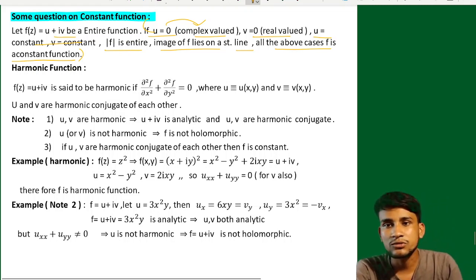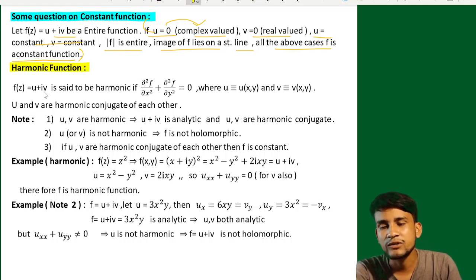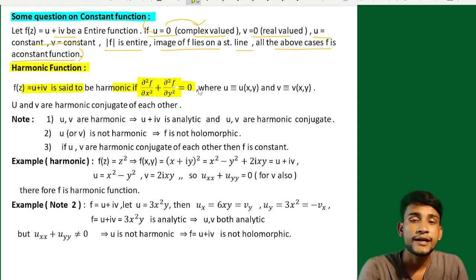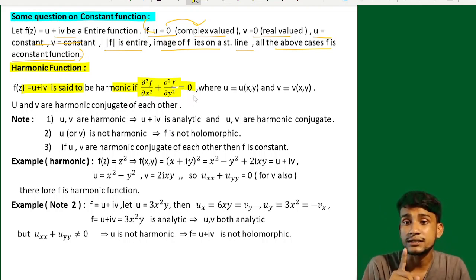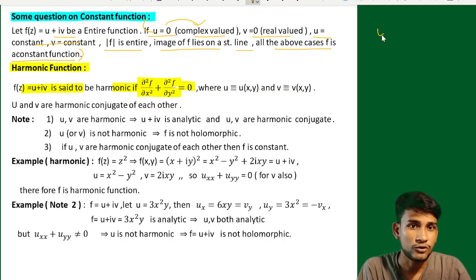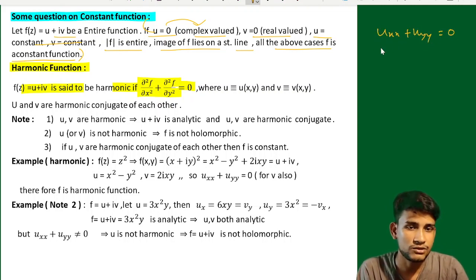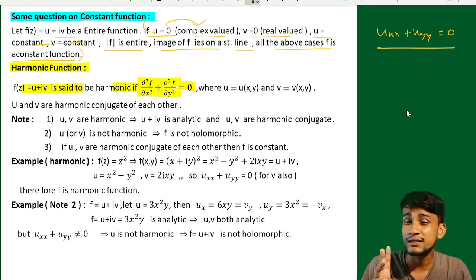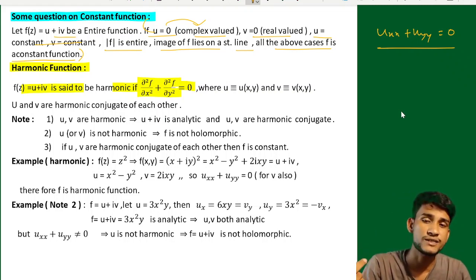Now it comes to an important definition, which is the harmonic function. f = u + iv is said to be harmonic if ∂²f/∂x² + ∂²f/∂y² = 0. This is also called Laplace's equation, and I discussed a question in the partial differential equation section. The question had the Laplace equation u_xx + u_yy = 0, and the options were elliptic, parabolic, harmonic, this type of options. I think the answer is harmonic. So the Laplace equation is a harmonic function. You can remember this concept for the partial differential equation section also.